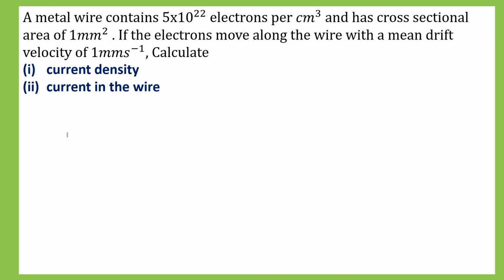In this problem, we have a wire, and we are seeing that the wire contains 5 × 10^22 electrons per cubic centimeter and has a cross-sectional area of 1 millimeter squared. If the electrons move along the wire with a mean drift velocity of 1 millimeter per second, we are required to calculate the current density and the current in the wire.